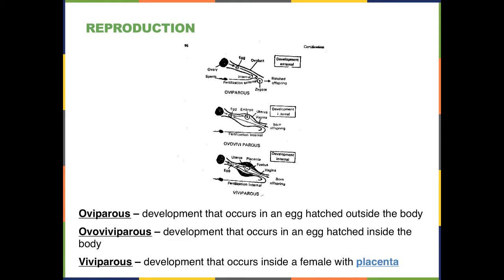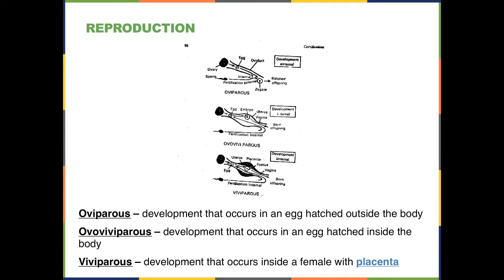That's different than the viviparous, in which the organism never really is part of the egg. In other words, the egg is that single cell. Once it's fertilized, then there's no longer an egg. It's essentially a developing fetus. It then implants in a uterus inside the female, and this develops with the placenta.